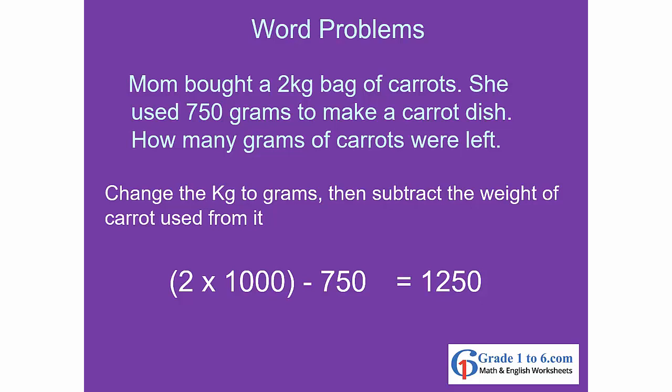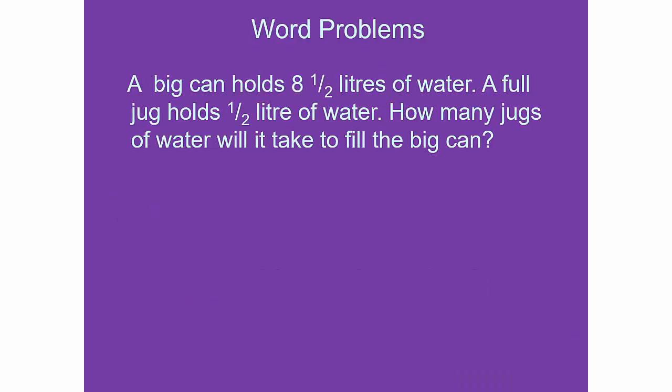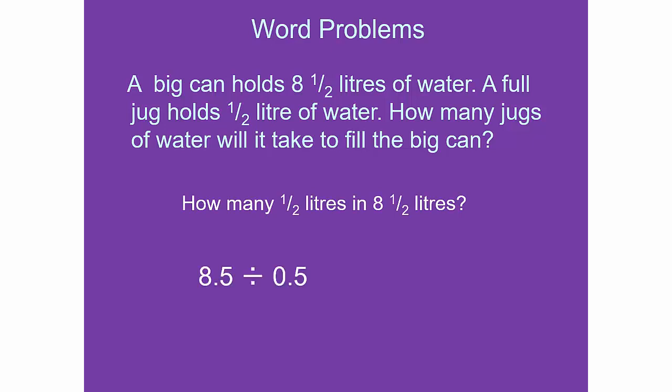The next question we're going to look at is, drumroll please. A can holds 8.5 liters of water. A full jug holds half a liter. How many jugs of water will it take to fill the can? So half we all know is 0.5, and 8.5 is 8.5. That's going to give you 17 jugs. Man, that's actually a lot, don't you think? 17 jugs is like, woof, even I can't finish that much, believe me.